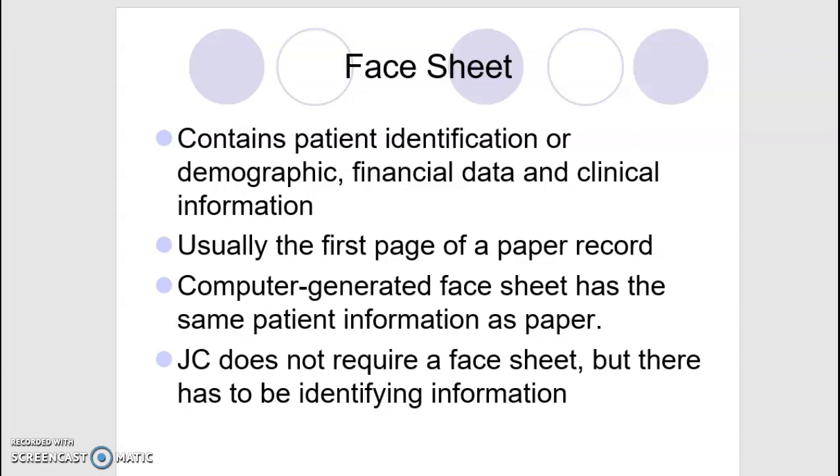Usually your face sheet is going to be the first page of a paper record, and your computer-generated face sheet has the same information as a paper one would. So even in an electronic health record, the face sheet is still going to have the same information on it. The Joint Commission does not require a face sheet, but there has to be identifying information.